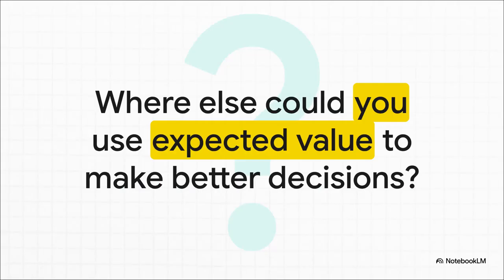And there you have it. We've gone from basic ideas all the way to making smarter bets in a casino. This idea of expected value is so powerful because it helps you weigh the risks and rewards in pretty much any situation that involves chance. So my final question for you is, now that you know how this works, where else could you use it to make better decisions in your own life?